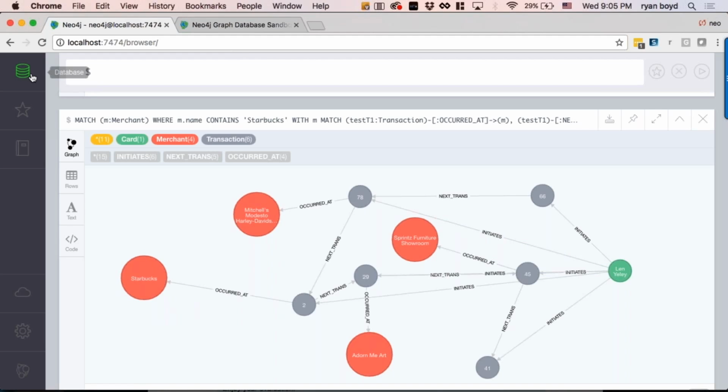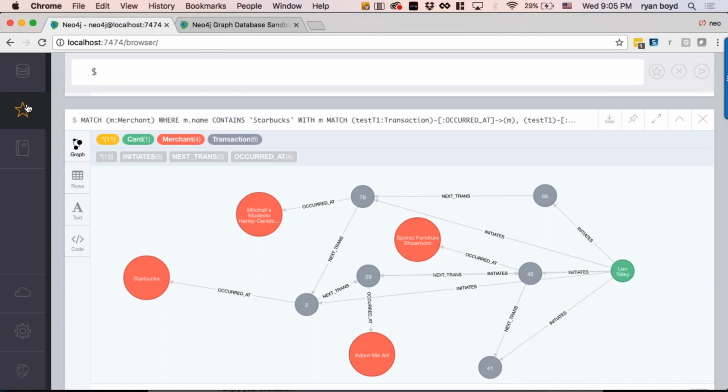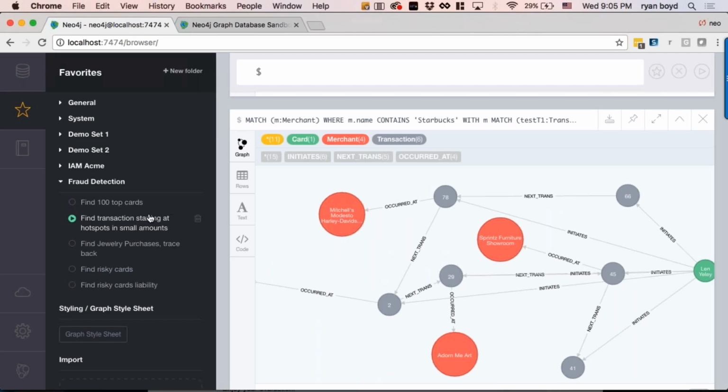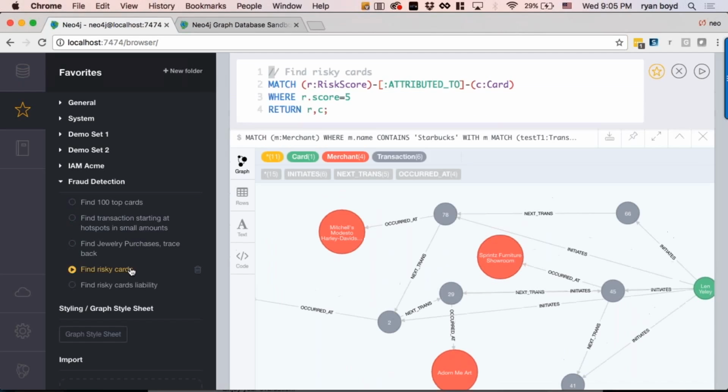And we might want to look at their future transactions to make sure that they don't go buy a $2,000 TV at their local electronics store. Now let's look at some of our other saved queries, and we're going to look overall. Let's just find our risky card.